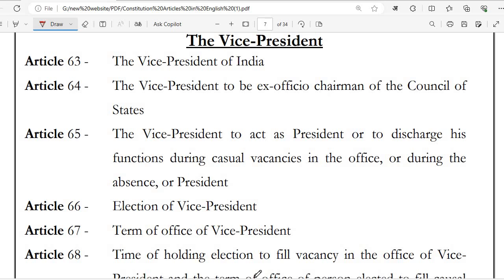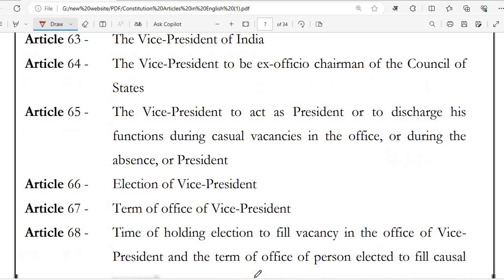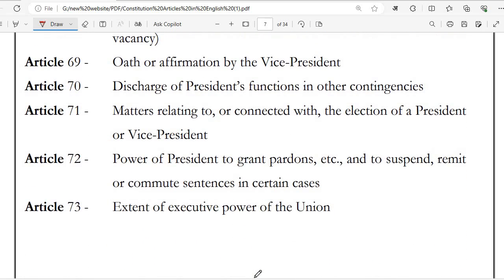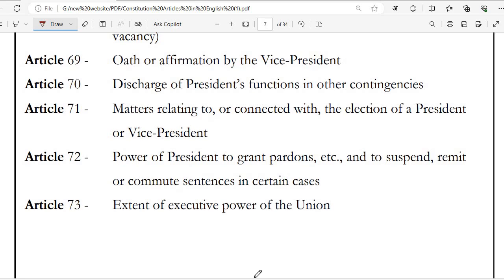Article 67, term of office of Vice President, 5 years, and he may be re-elected for any number of times. There is no bar. And you know, Article 69, oath or affirmation of Vice President. The Indian President administers the oath to the Vice President, right? And the Vice President has no functioning as a vice president, either he may act as a president in case of accidental death or absence, and he is the ex officio chairman of Rajya Sabha, right?